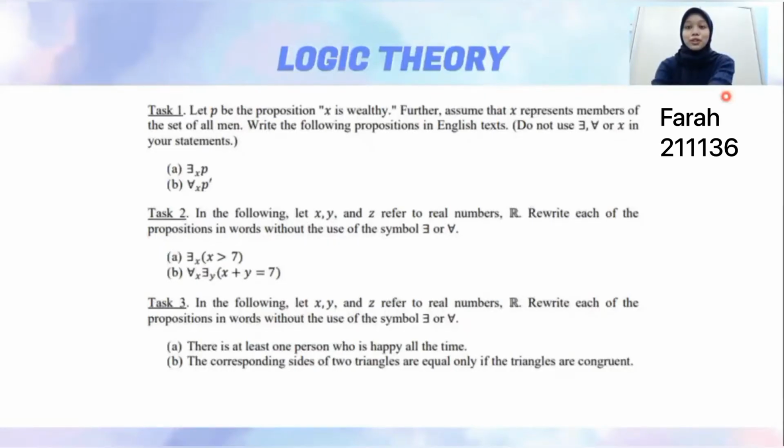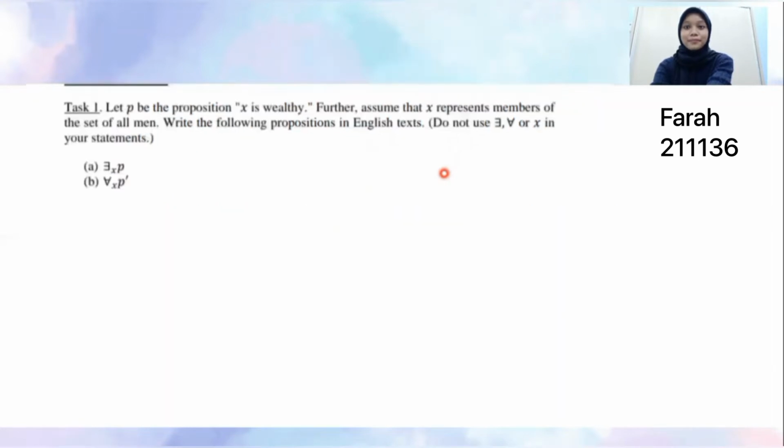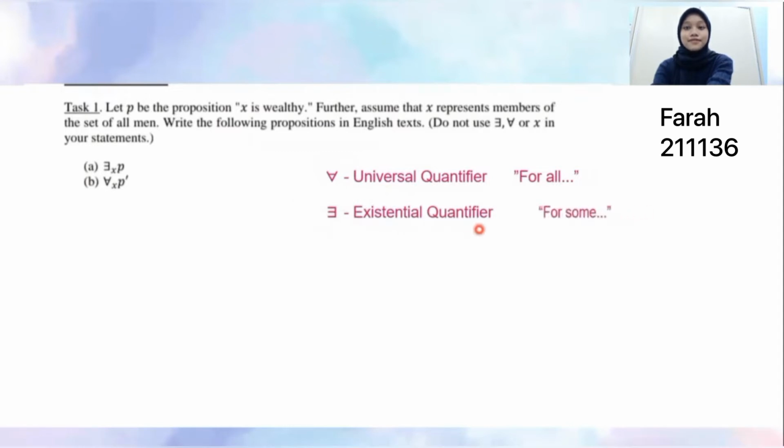Now, I am going to explain questions about logic theory. First of all, the words some, all, and no are quantifiers. They tell us how many of a certain set of things is being considered. This symbol, called the universal quantifier, stands for the phrase for all, while this symbol, called the existential quantifier, stands for the phrase for some.